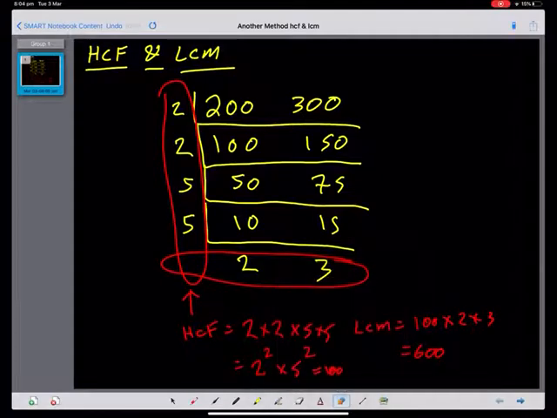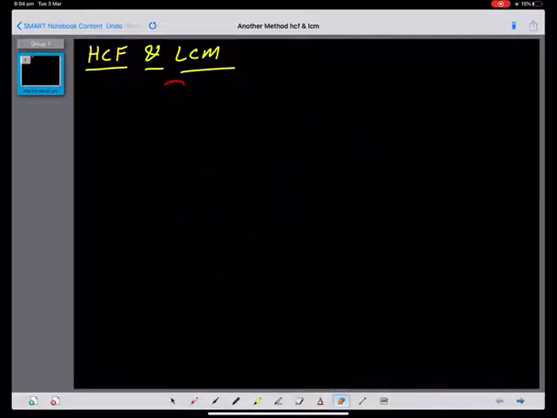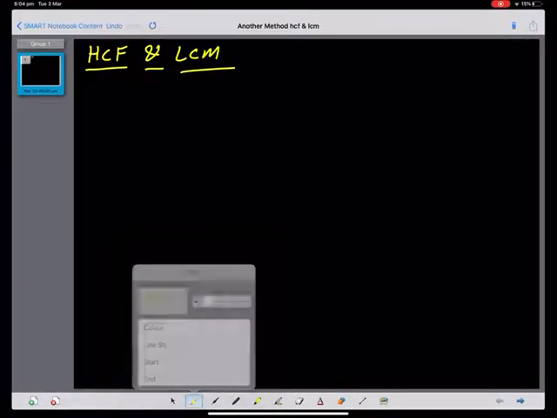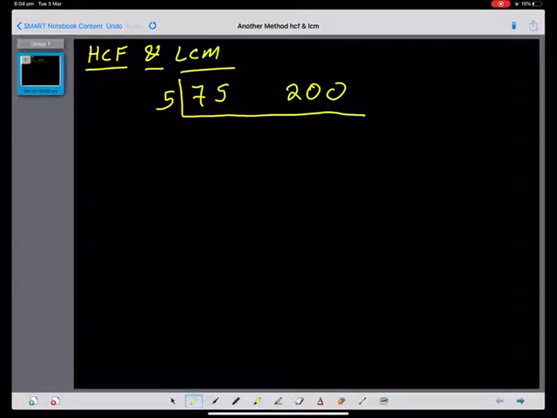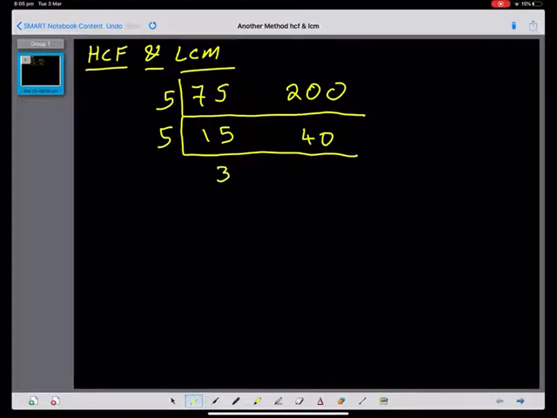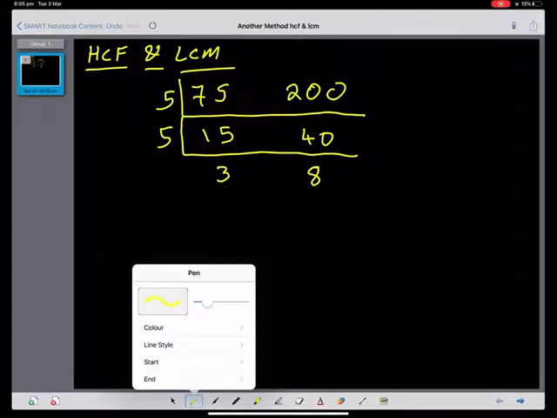Okay, so let's try a different question. Let's use an example of the highest common factor of, let's do a nice one, 75 and 200. So let's use successive division. Well, 2 doesn't go in, 5 does. So you've got 15 and 40. So 5 goes in again. You've got 5, 3, and 8. And we stop because 3 and 8 are co-prime.